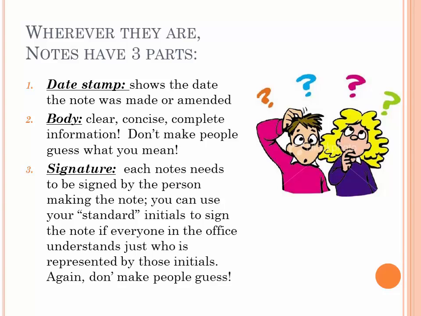Now, if everybody in the office knows that your initials mean your name, in my case, Bruce A. Stevenson, BAS, that's okay. You can use those initials. You don't have to write out your full name. If you've got a temporary person or somebody that's on kind of shaky ground, they probably should write their full name when they sign their notes. But the point is, there's three places there: the date stamp, the body, and the signature. All notes have to have all three.